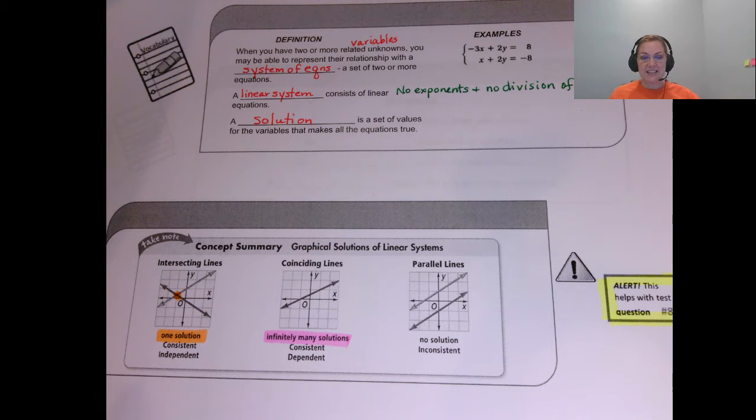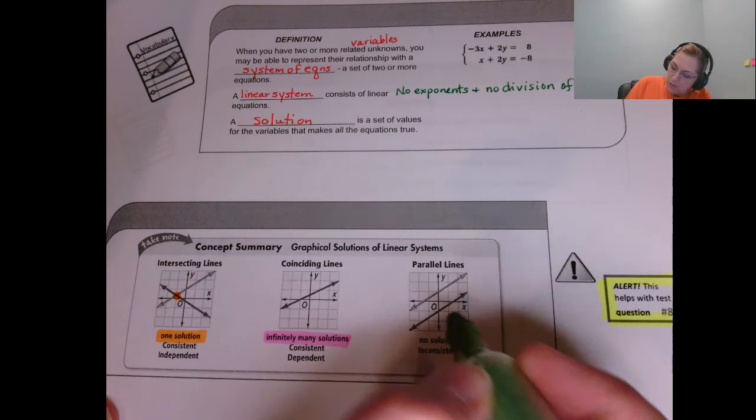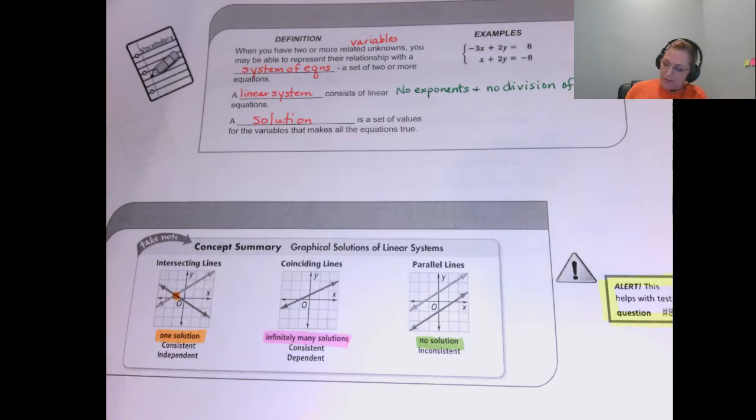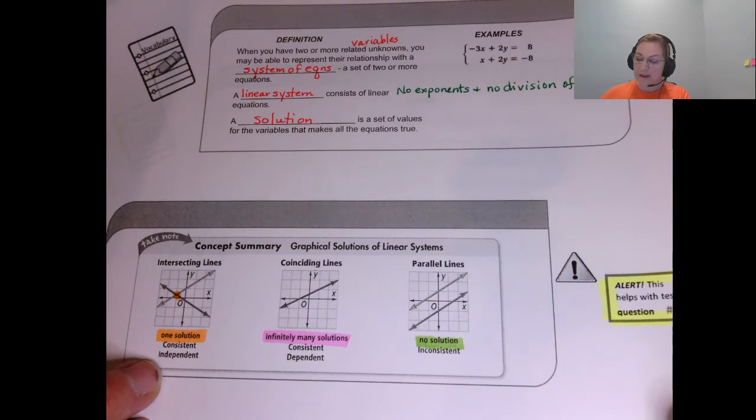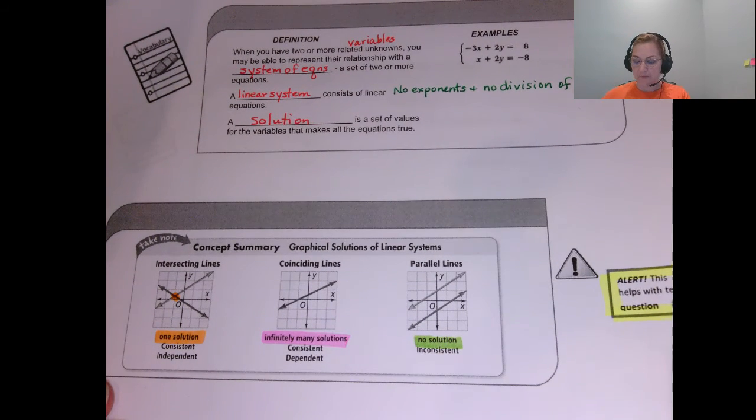And then finally, we have where the two lines end up being parallel. And when that happens, we have no solution. And for no solution, we can also use the word inconsistent for that system of equations. So you can tell I'm very into my colors. But let's keep going because we've got some good language going on here.